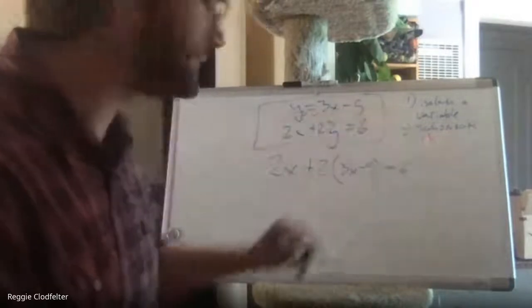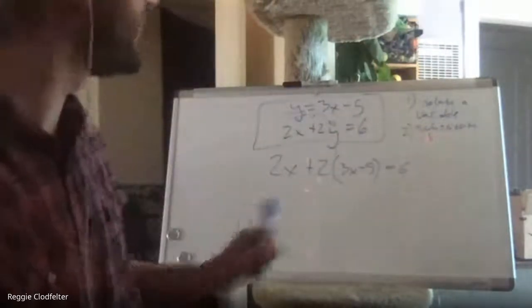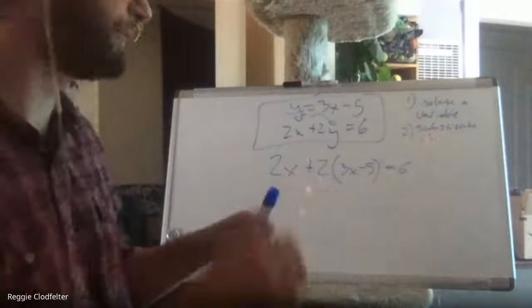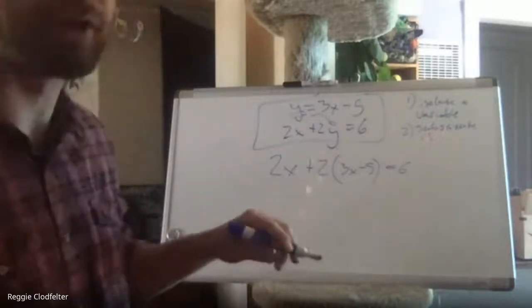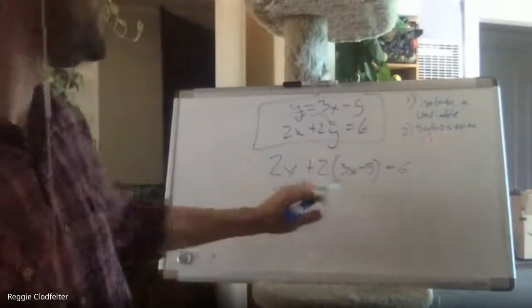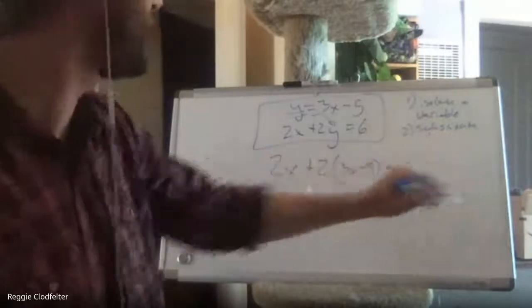equals 6. By the way, this one's simple, but the next two have something in them that could trip you guys up that I want to show you. So please stick around. 2x plus 2 times 3x minus 5 equals 6.